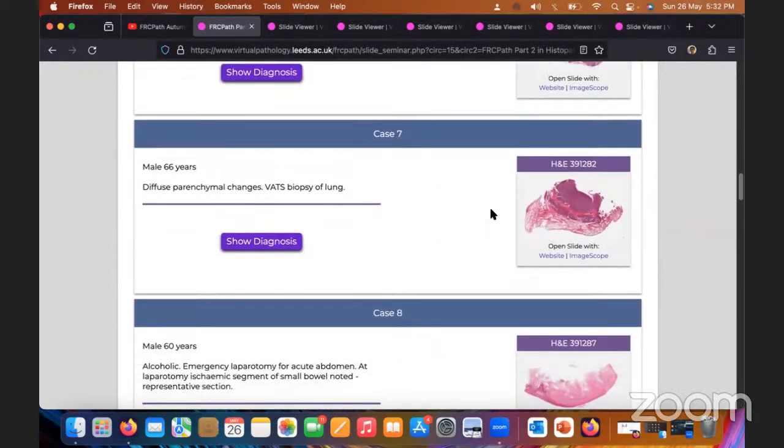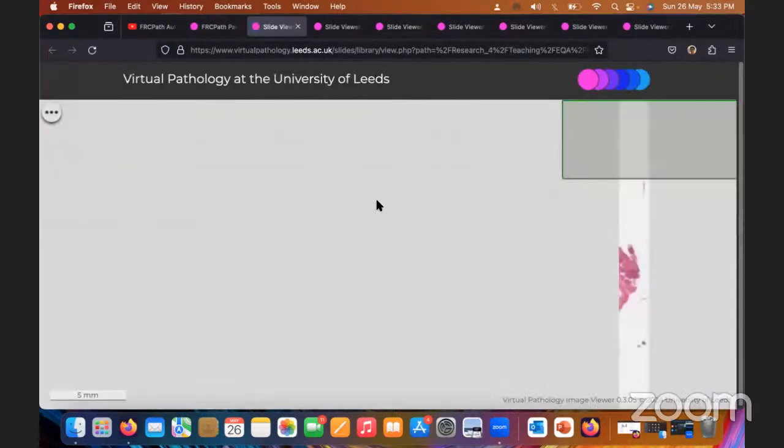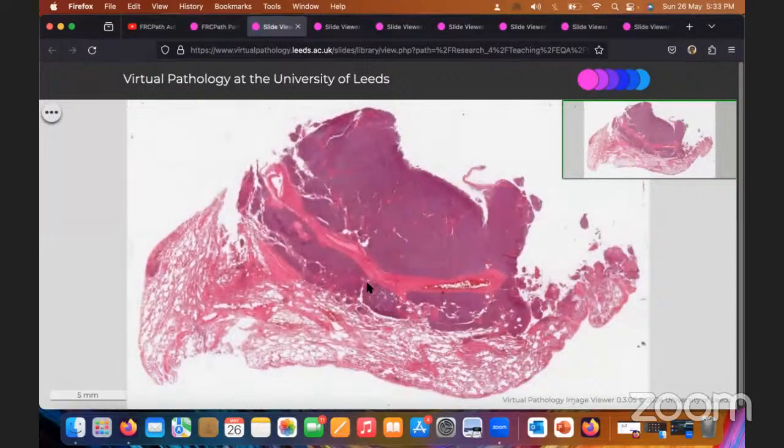Okay. Now this is an interesting case. So this is case number 7, a male, 66 years of age, and there was a diffuse parenchymal change and a video assisted thoracoscopic biopsy was done from the lung. So from the lesion, we can see that this is quite a cellular lesion, giving a basaloid or very cellular look from the lower magnification.